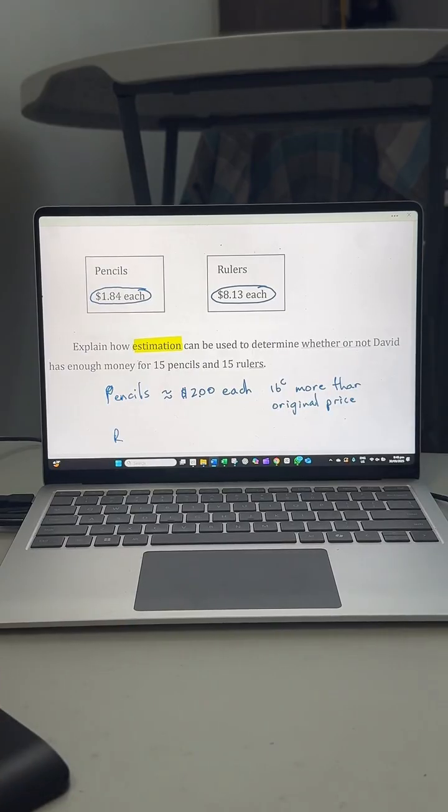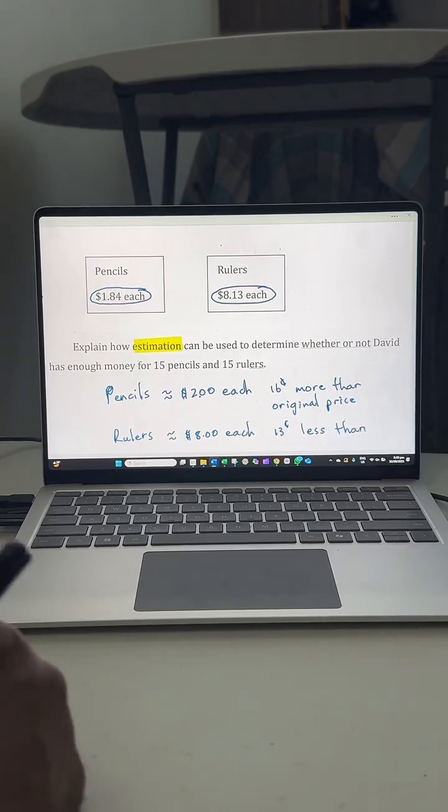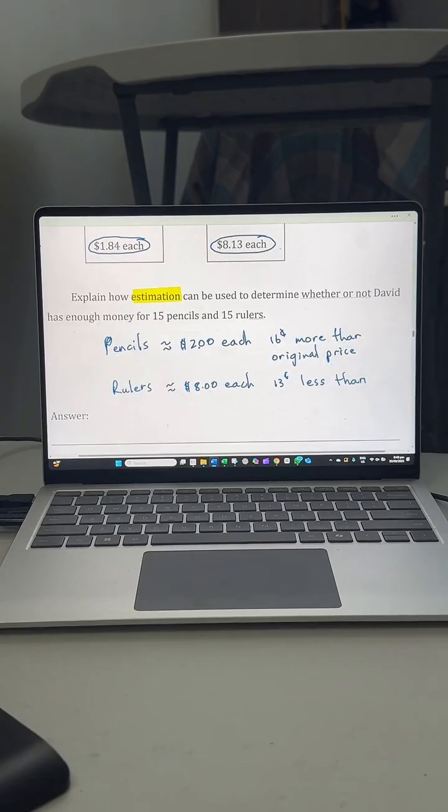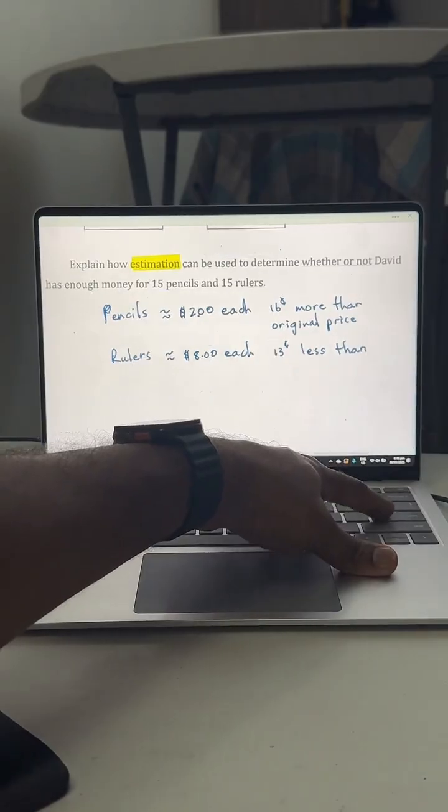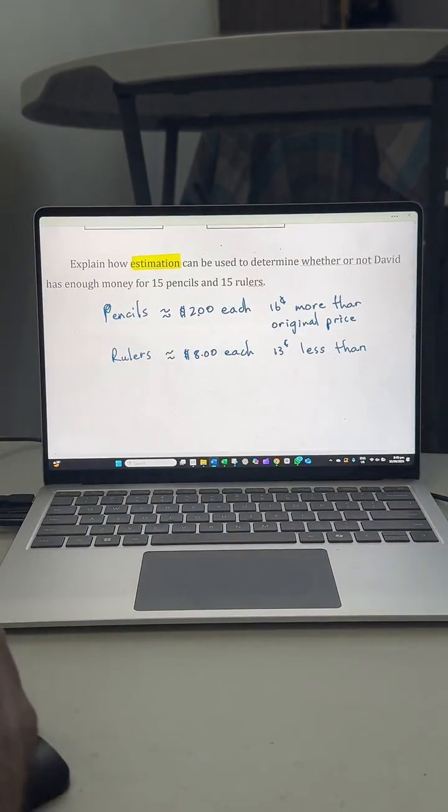Then rulers are approximately equal to $8 each, which is 13 cents less than the original price. This is where we are right now. Everybody with me here? 13 cents less than the original price.